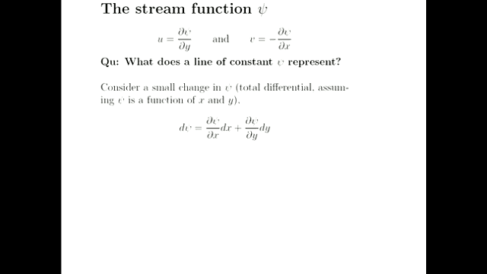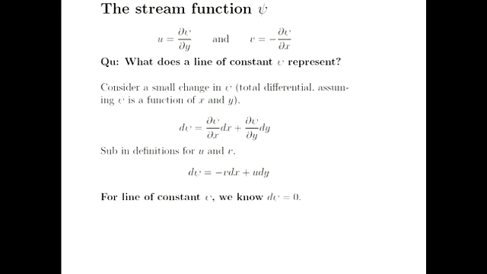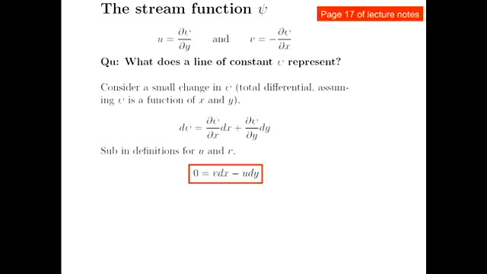Into this equation, I can substitute my expressions for u and v. So u is equal to d psi dy, v is equal to minus d psi dx, and I end up with this equation here. d psi is equal to minus v dx plus u dy. A line of constant stream function is going to be a line where d psi is equal to 0. So for a line of constant stream function, we get that 0 is equal to v dx minus u dy. And what's that the equation for?